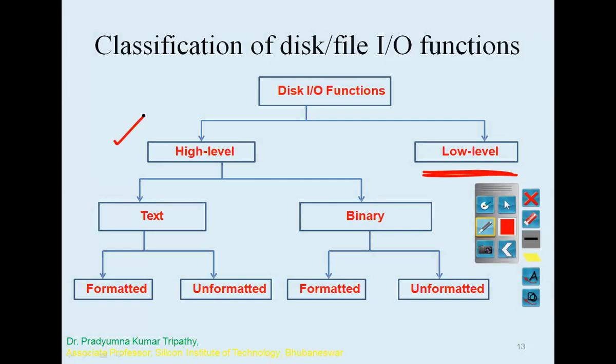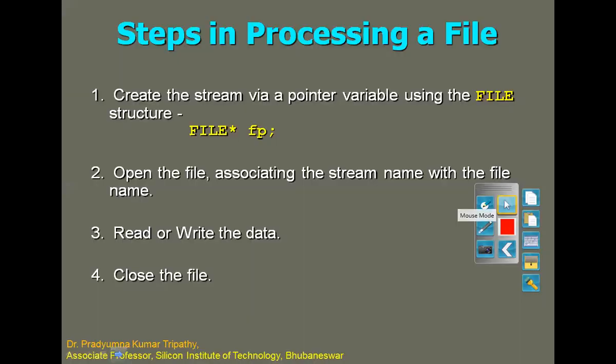Now going for the high level input output functions, what will we read over here? We'll read the text mode and the binary mode. We'll have formatted text and unformatted text, formatted binary and unformatted binary. These are the things that we'll discuss in our class. So the first thing is that if I want to open a file either for reading or writing, I need a file pointer. I'll tell you what that file pointer is.